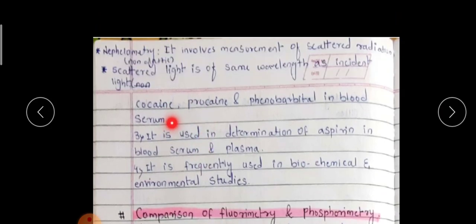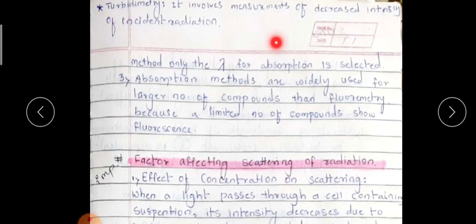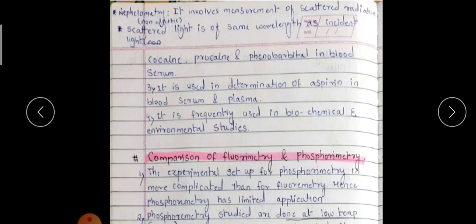Another part is nephelometry and turbidimetry. Nephelometry involves the measurement of the scattered radiation. Scattered light is of the same wavelength as the incident light. And turbidimetry involves the measurement of decreased intensity of the incident radiation. And here you are going to measure the scattered radiation. Non-elastic is there.